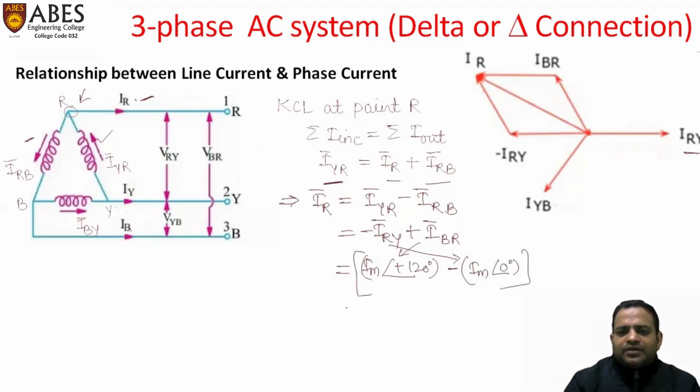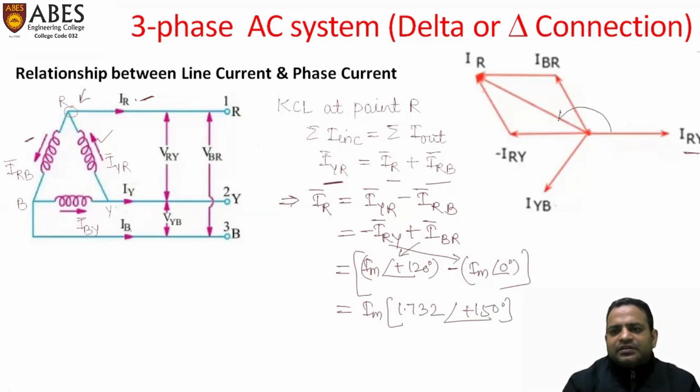Solve it by using a calculator. We get the relationship Im 1.732 with an angle plus 150 degree as shown here. This is 150 because these two currents are 120 degree apart. This is our IR current.